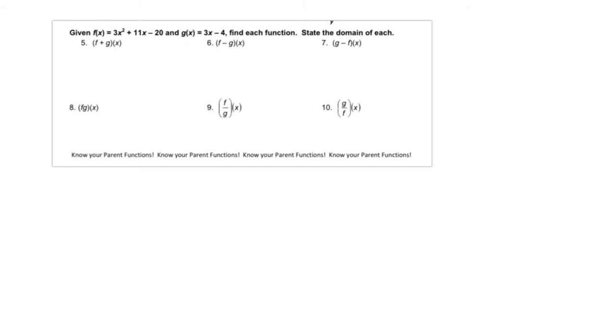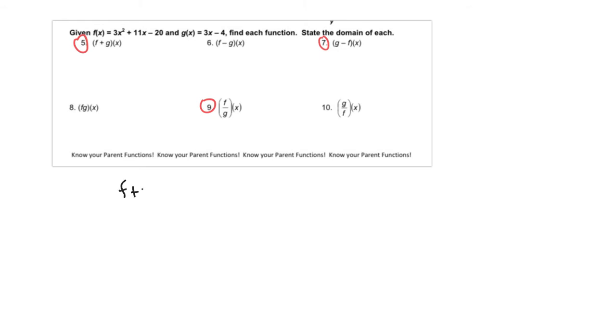Okay, so with regards to this, we're going to do the odds. We're going to do 5, 7, and 9. So first of all, they're asking for the domain at the end of the day. They want us to just evaluate or find these functions. So f plus g of x, that's very straightforward.